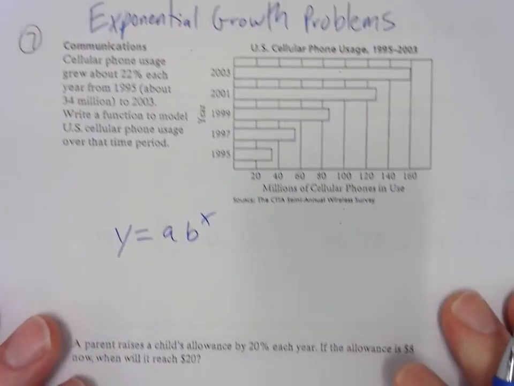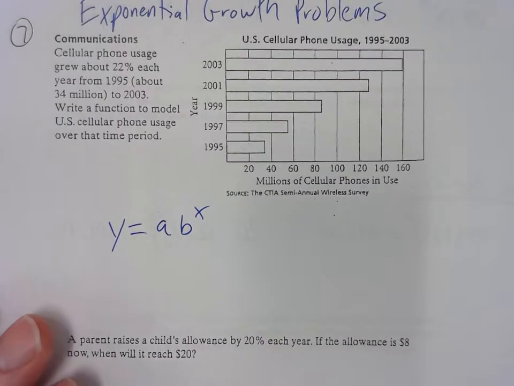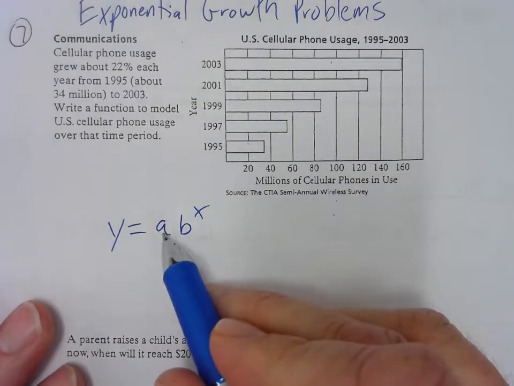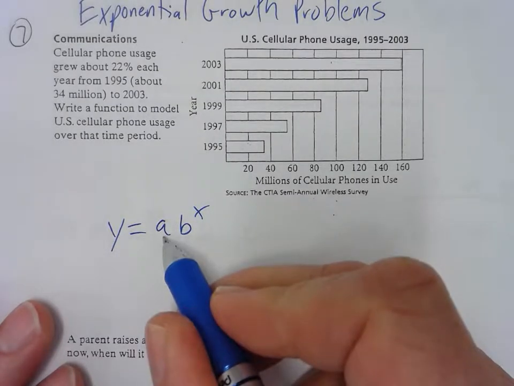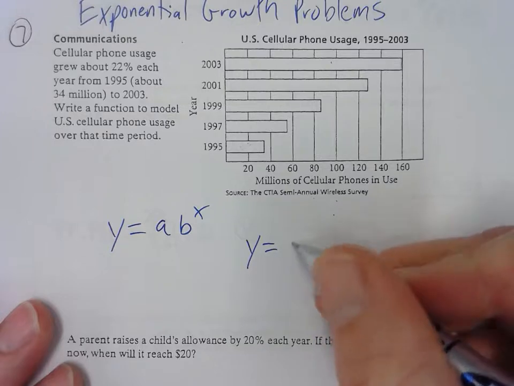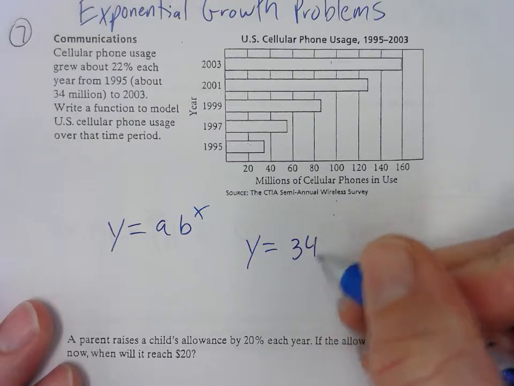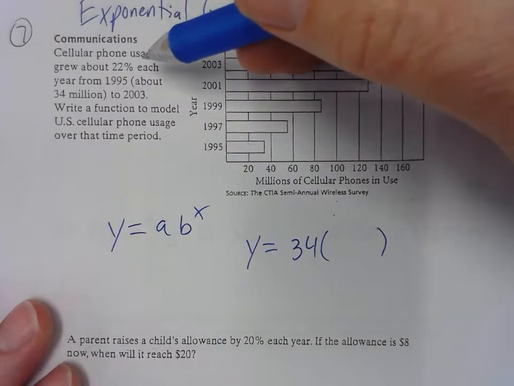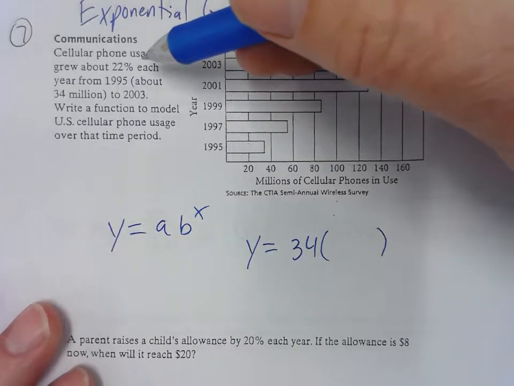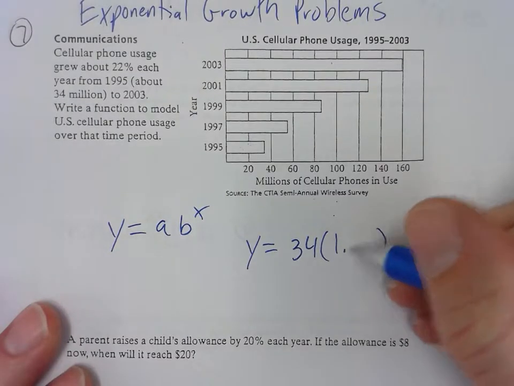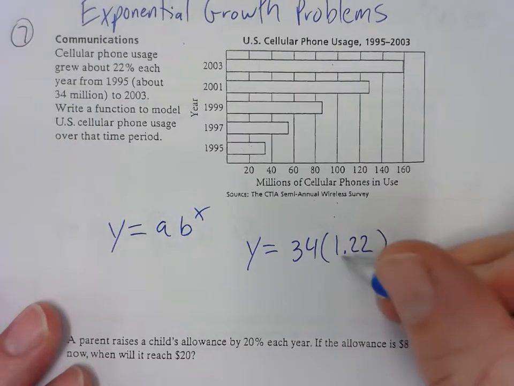So we're going to say y equals a b to the x. It's my exponential equation. We're going to start off with so many million, 34 million. So you can write 34, or you can write 34 million and just say that a is in millions. So we would write y is equal to 34. And then we're going to increase 22%. So if you're going up 22%, you're adding 22 pennies to the dollar. So one whole, and then you add 22 pennies more. So that's like 22% more.